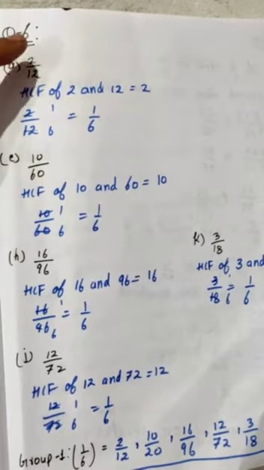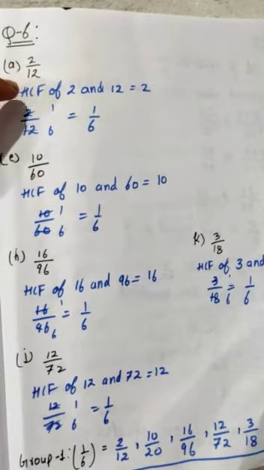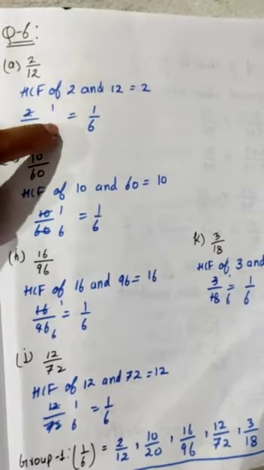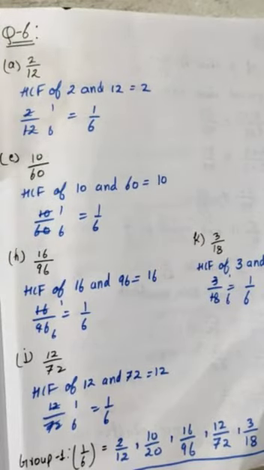आपको HCF निकालना है न्यूमरेटर एंड डिनोमिनेटर का, and then you have to cancel it by that number, and then you will get the simplest form, and you have to solve all together, and then you have to write which fractions will come under one group. So I have taken only one group.